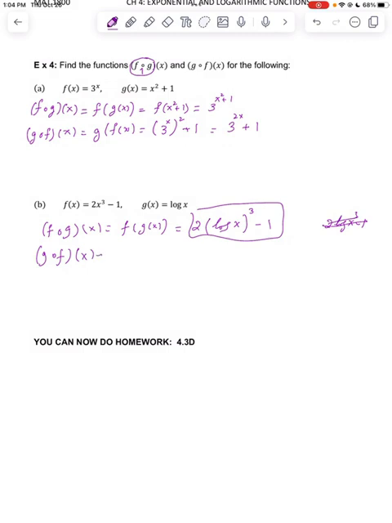G composed with f of x. So it's g of f of x. So inside the g, wherever I have x, I replace by function f. So I get log of 2x cubed minus 1. That's it. Okay, so now you guys should be good to do 4.3D.